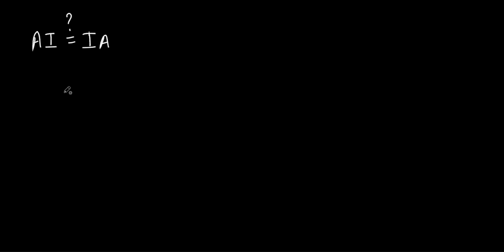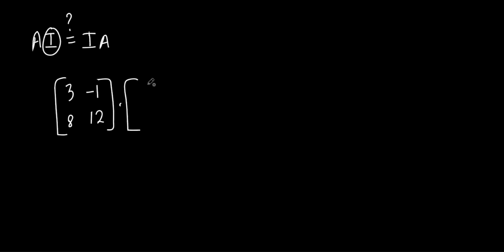So let's say A is 3, negative 1, 8, 12. So what am I going to do to it? I'm going to multiply it by a what? Identity matrix. That's right. What is the identity matrix if it's 2 by 2? It's 1, 0, 0, 1. So let's do that kind of quick. 3 times 1 is 3, and then 3 times 0 is 0. 3 times 0 is 0, plus negative 1 times 1 is negative 1.